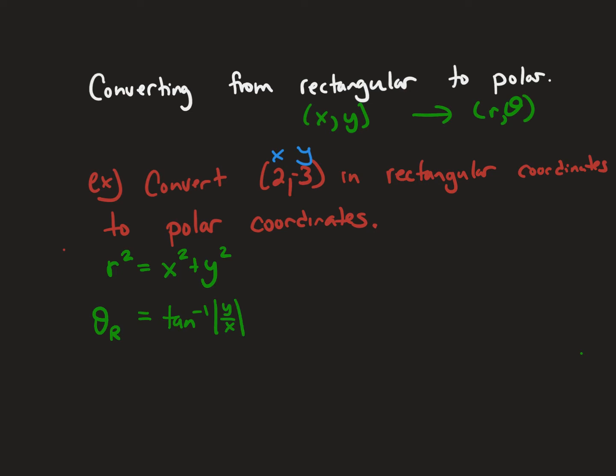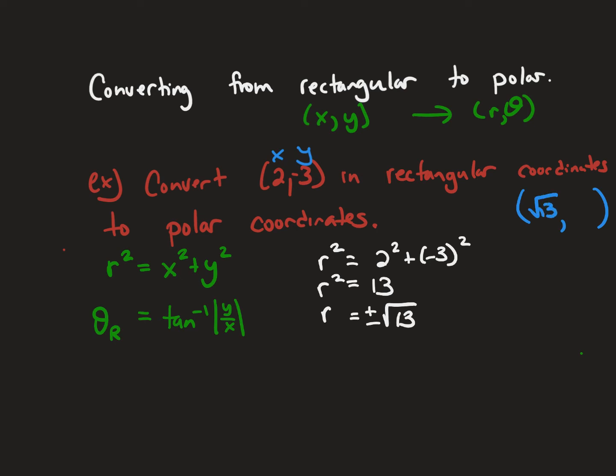So first let's go ahead and figure out r. I know r squared equals 2 squared plus negative 3 squared. So that's going to yield 4 plus 9, which is 13. So r, when I take the square root, is plus or minus square root of 13. You really can use either one, so you have your options. Most of the time we'll just pick the positive one. So in our polar coordinate, I'm going to say that r is square root of 13. I could say negative, but then I'd have to work the angle that way.